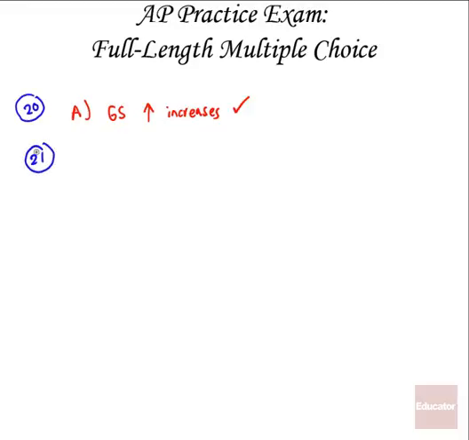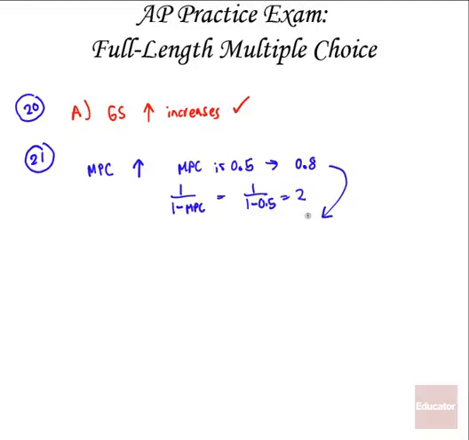Okay, question 21 here. If the marginal propensity to consume increases, what's going to happen to the equilibrium level of income and the equilibrium level of consumption here? So if the MPC is going to increase, let's assume that the MPC is 0.5, and let's say it increases to 0.8. Well, the multiplier here is going to be 1 over 1 minus MPC, which is 1 over 1 minus 0.5 equals 2. Now, if you increase the marginal propensity to consume, then you're actually increasing the multiplier from 2 to 5 as a result.